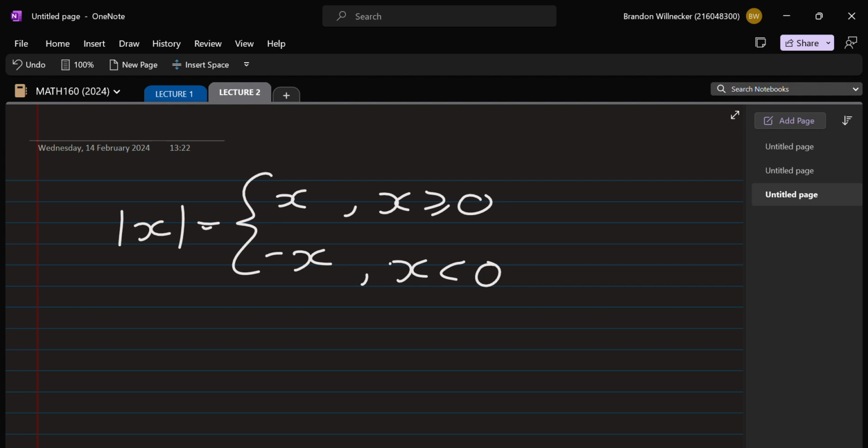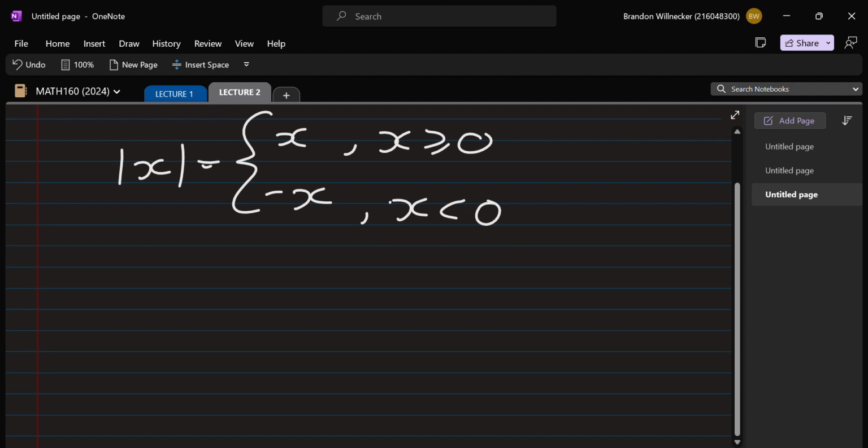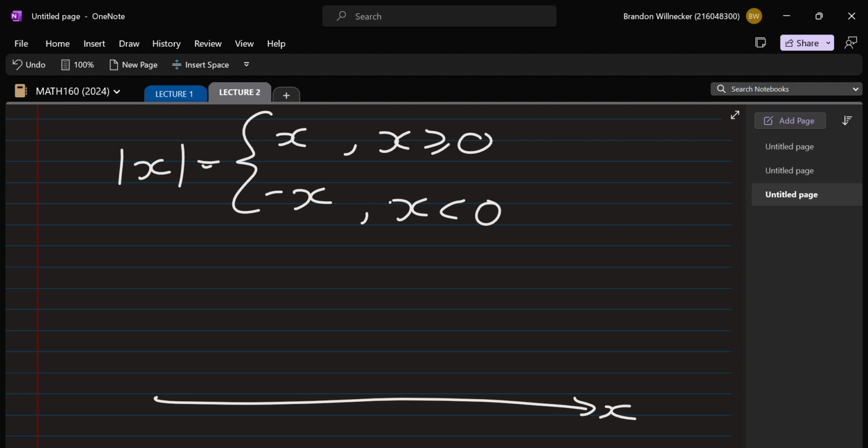So whatever you put in, you get out, for x being greater than or equal to 0, and it will be minus x if x is less than 0. So let's sketch this and see what this function does. We have x. 0 is an important point, because that's where it transitions from one function to another. So let's say 0 is over there.